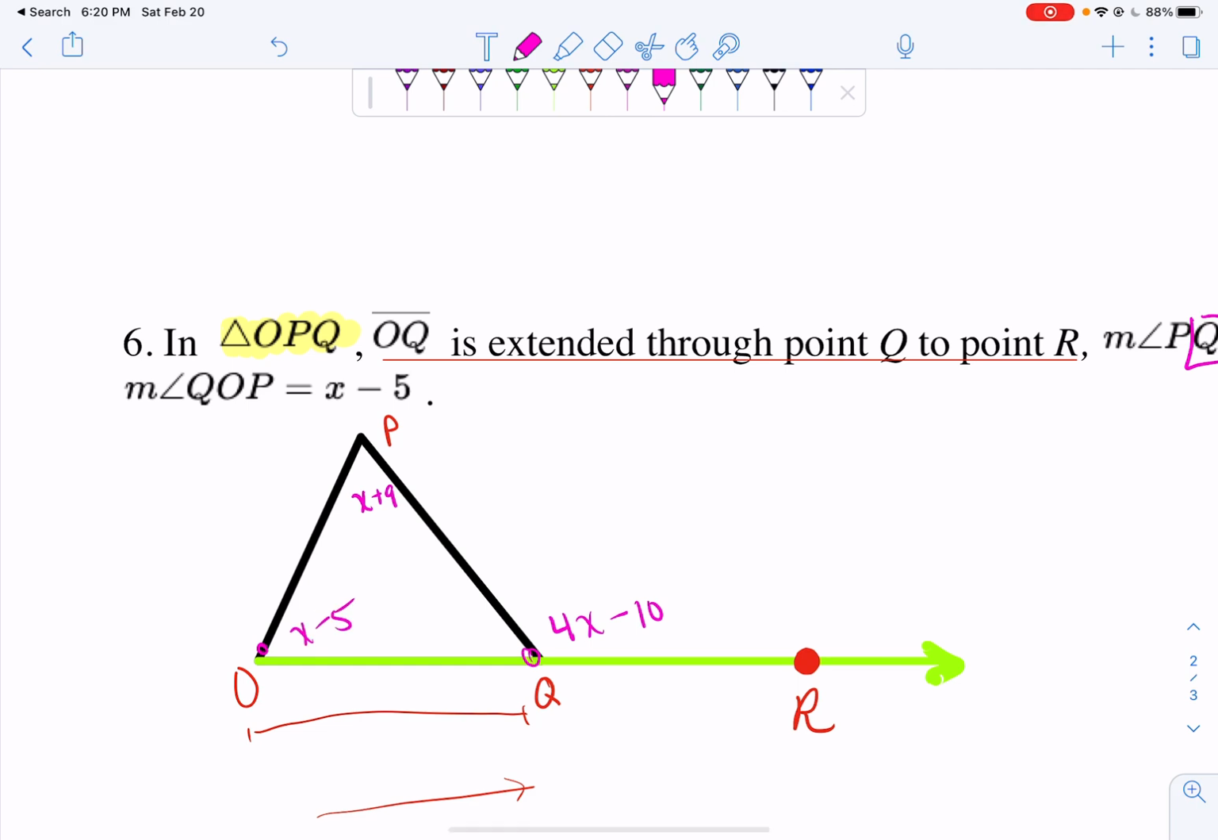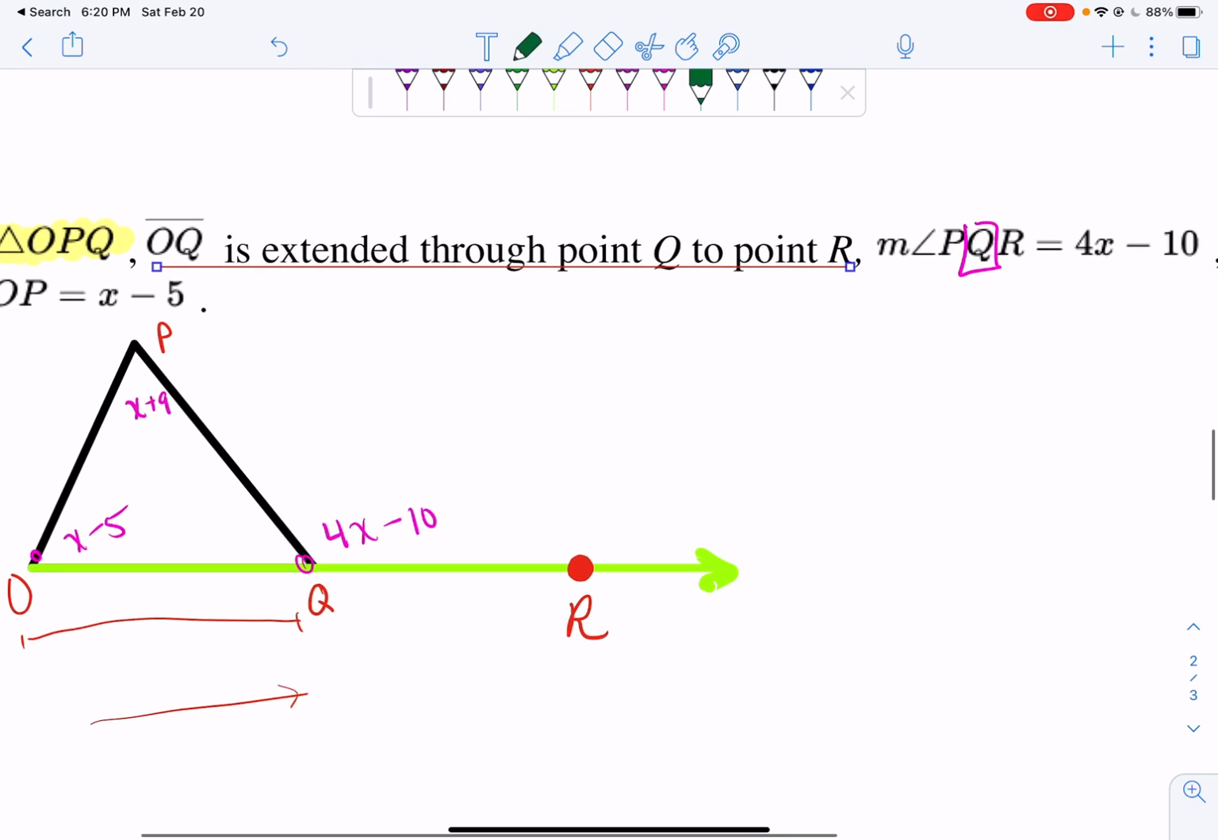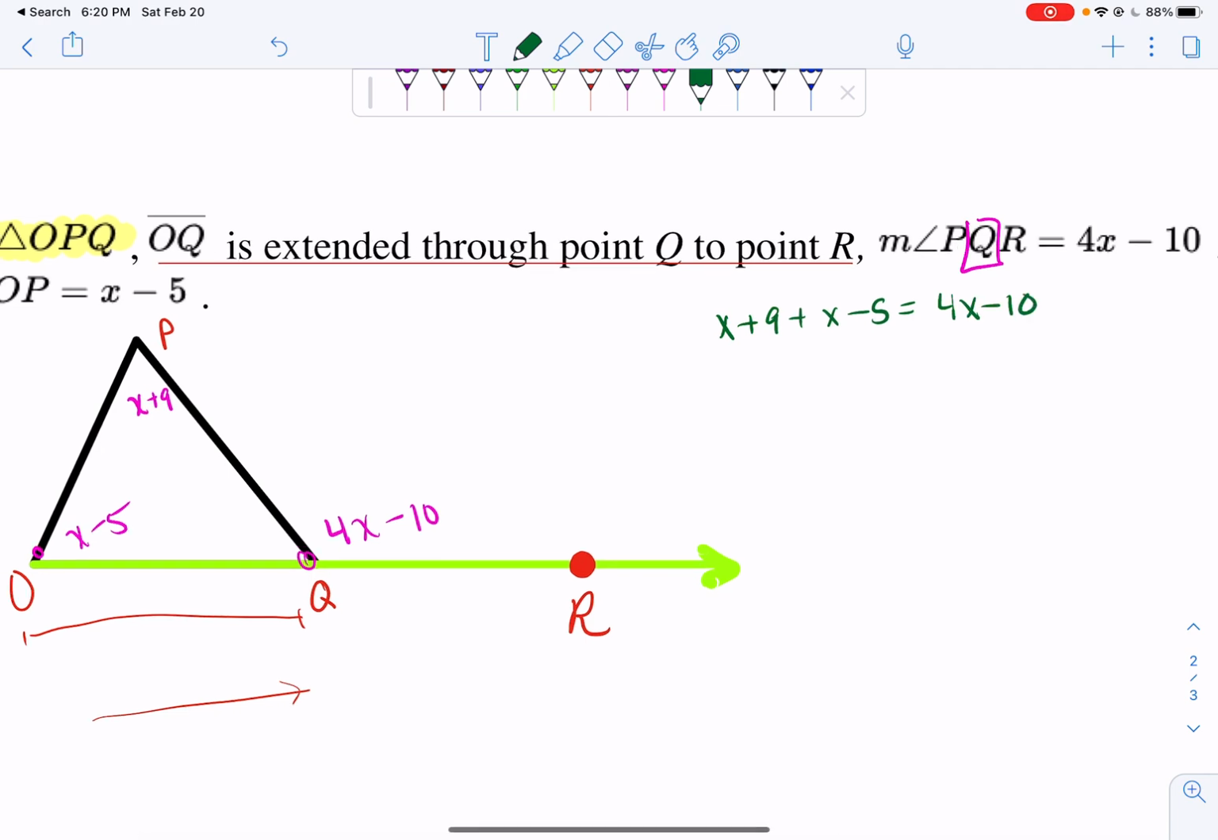Now that I have all this information, I can do my setup of interior plus interior equals my exterior. So I can say x plus 9 plus x minus 5 equals 4x minus 10. And that's your final answer.